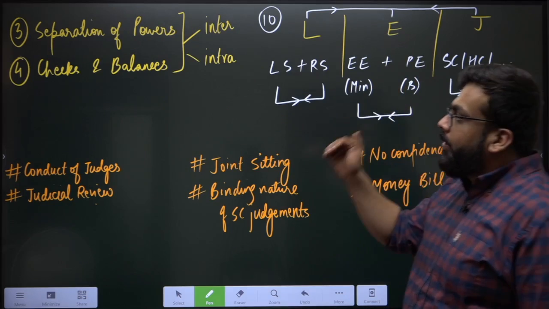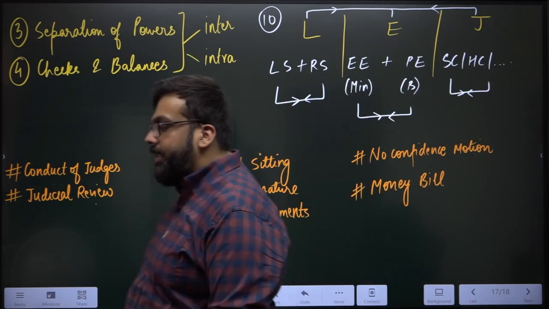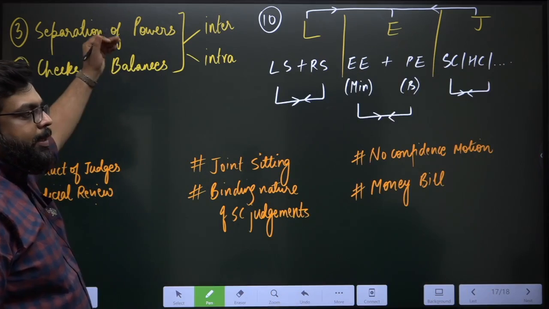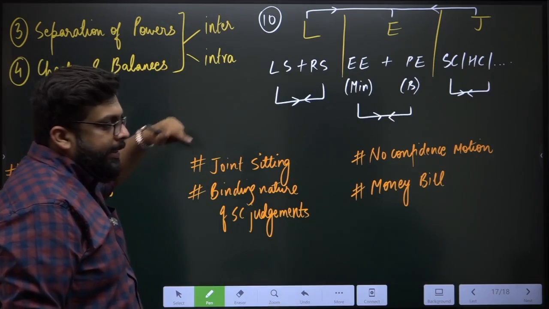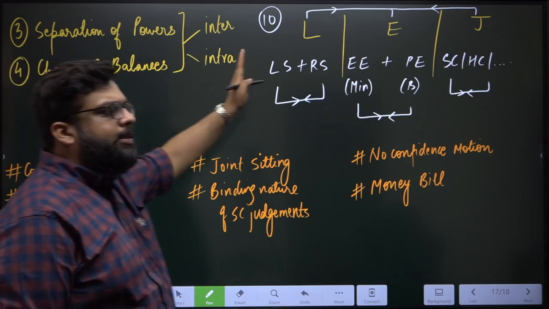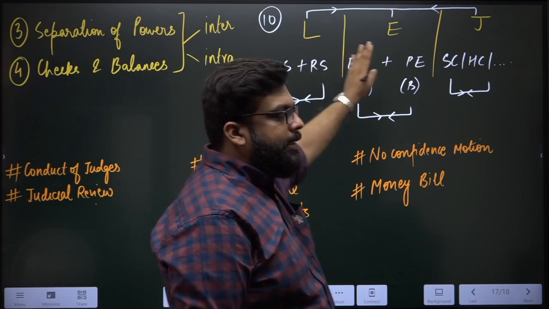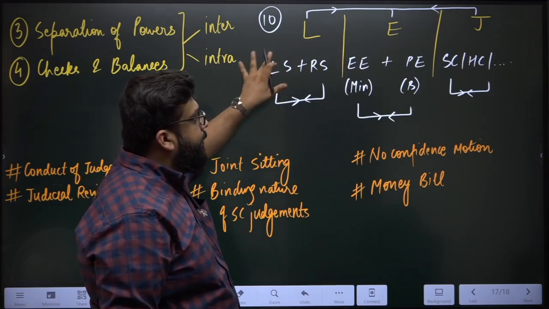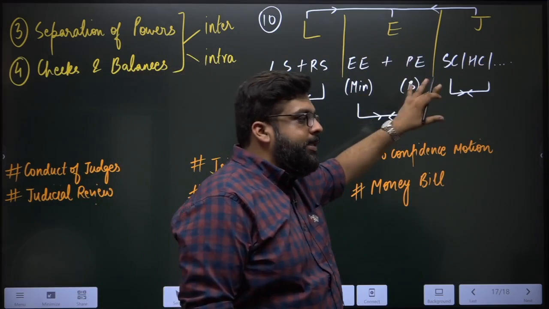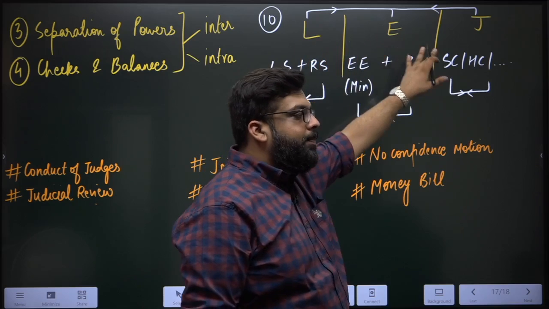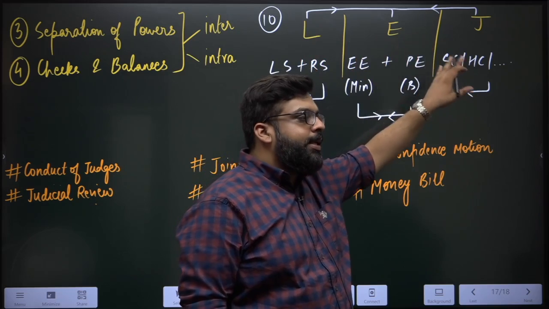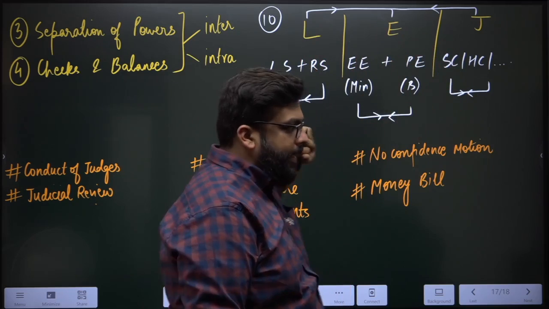Rule number 3 and rule number 4, separation of powers and checks and balances. Each of these things mean two sub-things, inter and intra, right? Let's say there are 3 branches of the state, the legislature, the executive and the judiciary. The legislature comprises of the Lok Sabha and the Rajya Sabha. The executive comprises of the elected executive and the permanent executive, which is basically ministers and bureaucrats. And the judiciary comprises of the Supreme Court and the High Court, right?